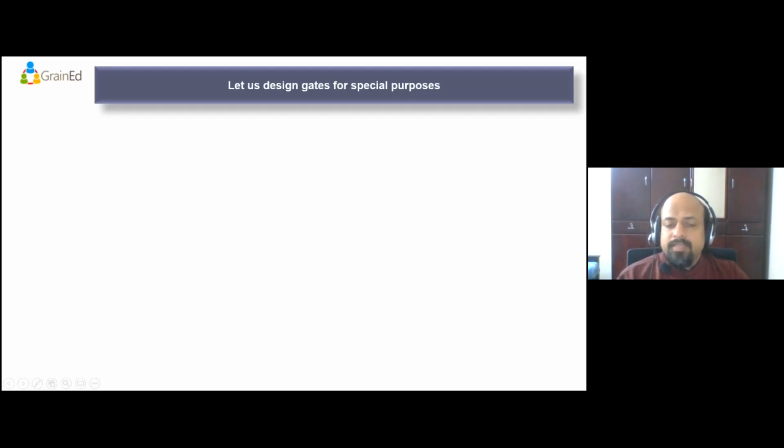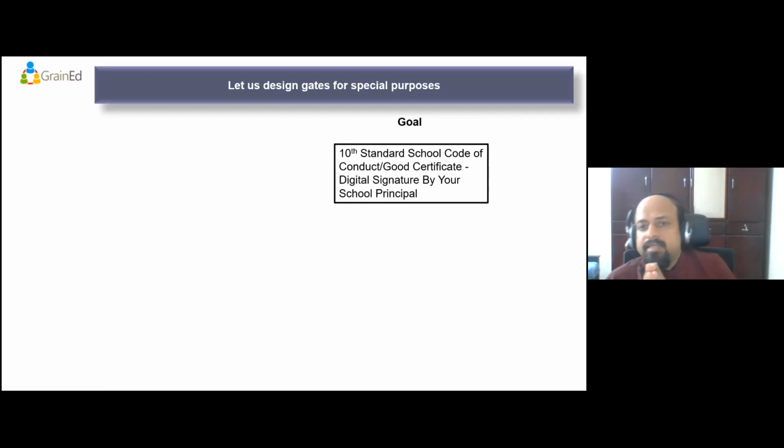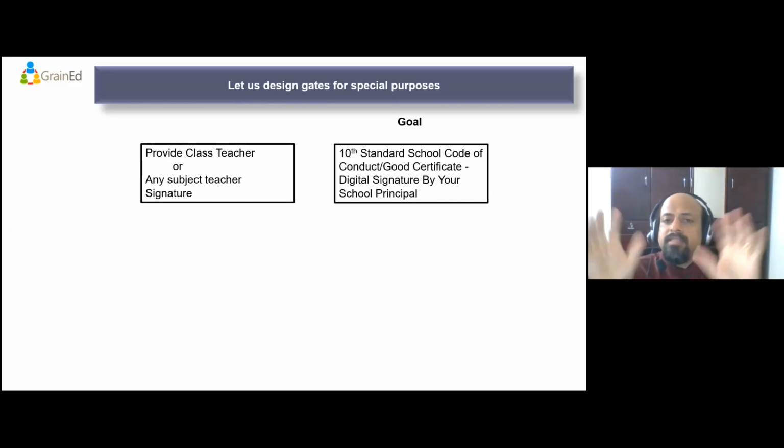Now let us design gates for special purpose. And what is a special purpose? So the goal here is a 10th standard school code of conduct, good certificate, digital signature. You need to print the certificate. To print this certificate, input required is you need to get a signature from class teacher or any subject teachers, whoever teaching you. So what will be the gate to design a computer to print this certificate? That is my question. Can someone draw in paper?